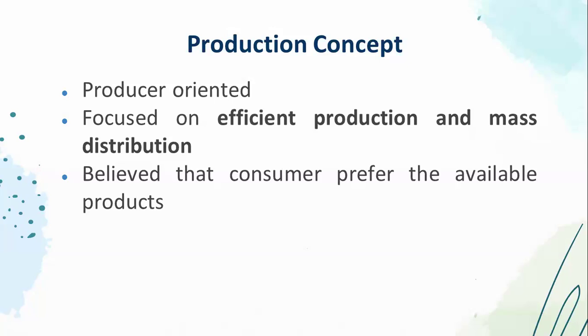So this is how there was a monopoly for the producers during the production concept, right? So keep in mind, they focused on efficient production and mass distribution.